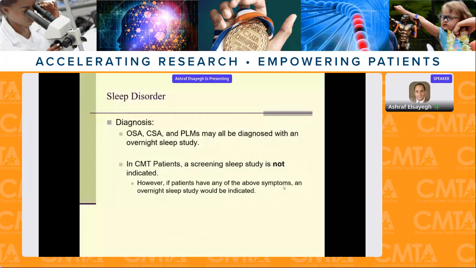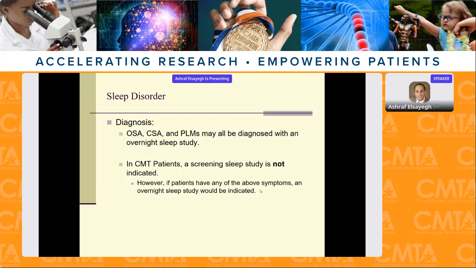So how do you diagnose this? Well, obstructive sleep apnea and central sleep apnea, as well as periodic leg movements, are most commonly diagnosed by an overnight sleep study. However, I put this next line in because of many questions that I've gotten. CMT patients do not need a screening sleep study. They only need a sleep study if they have symptoms of sleep apnea.